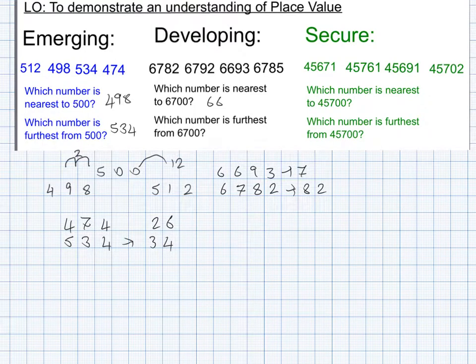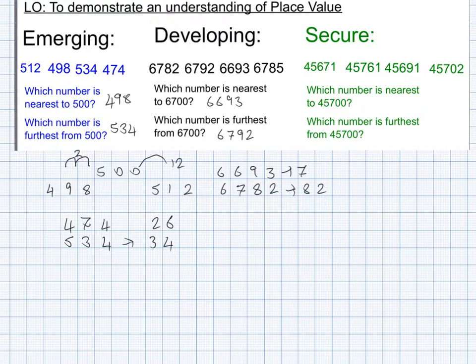The number which is furthest away has got to be one of the three numbers starting with 6,700, and looking at them, it's fairly obvious it's going to be 6,792, but you could compare them if they needed to.